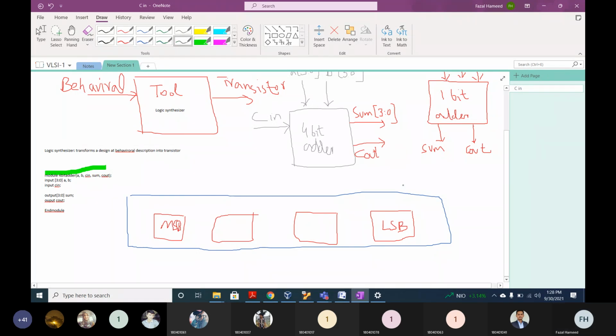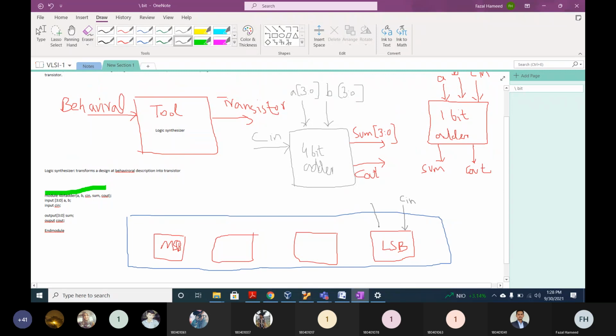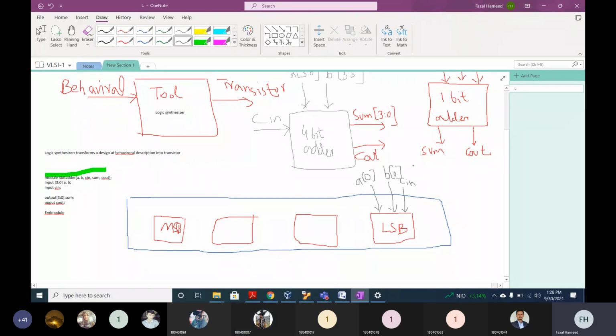A0 and B0, and C in. Very good. So now A0, B0 will be the input to the least significant 1-bit adder. What will be the output of this LSB?